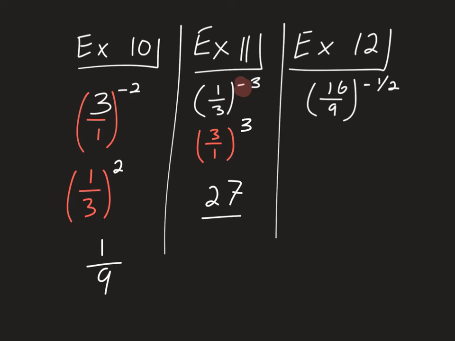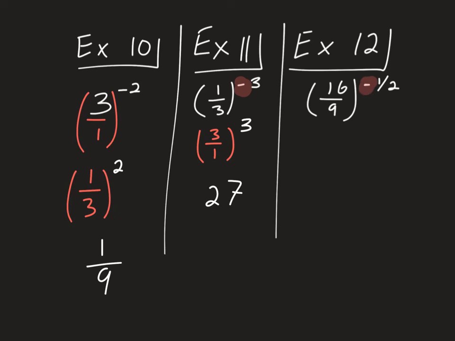So 3 times 3, 9, times 1 more 3, 27. And then here that would be over 1 cubed, which is 1 times 1 times 1, which is 1. So we have 27 over 1. Well, 27 over 1 is just 27. So I'm done. That's it. All right, example 12. Again, I have this negative exponent going on there.